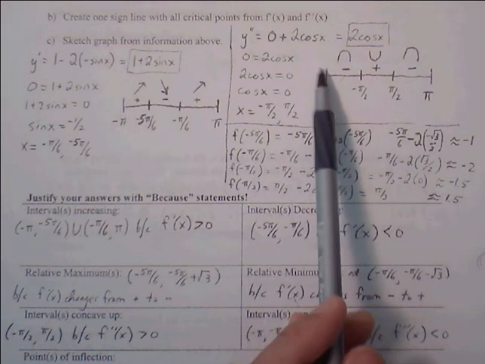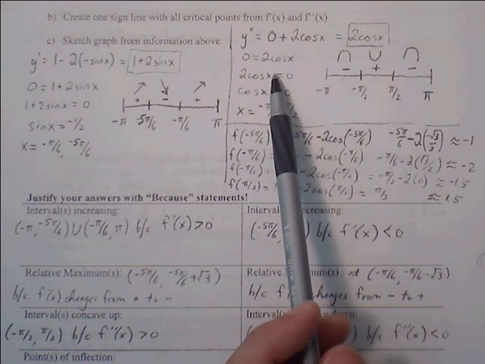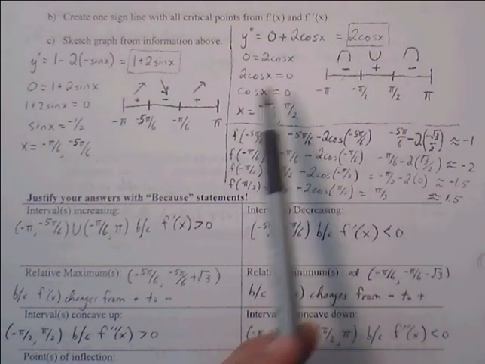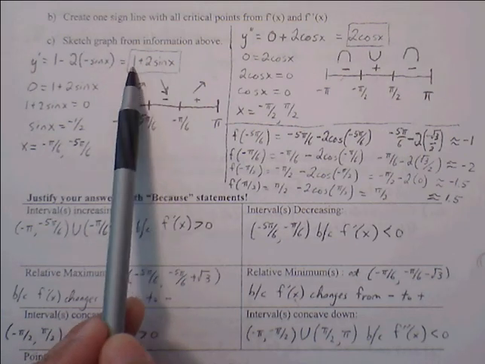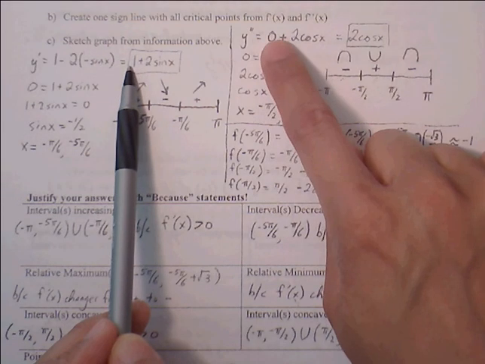To determine concave up, concave down, we're going to find critical points from the second derivative and put them on the sign line, and then test each interval with the second derivative. So here is our y prime. To get to our second derivative, we can find the derivative for each term. So 1 is a constant, goes to 0.